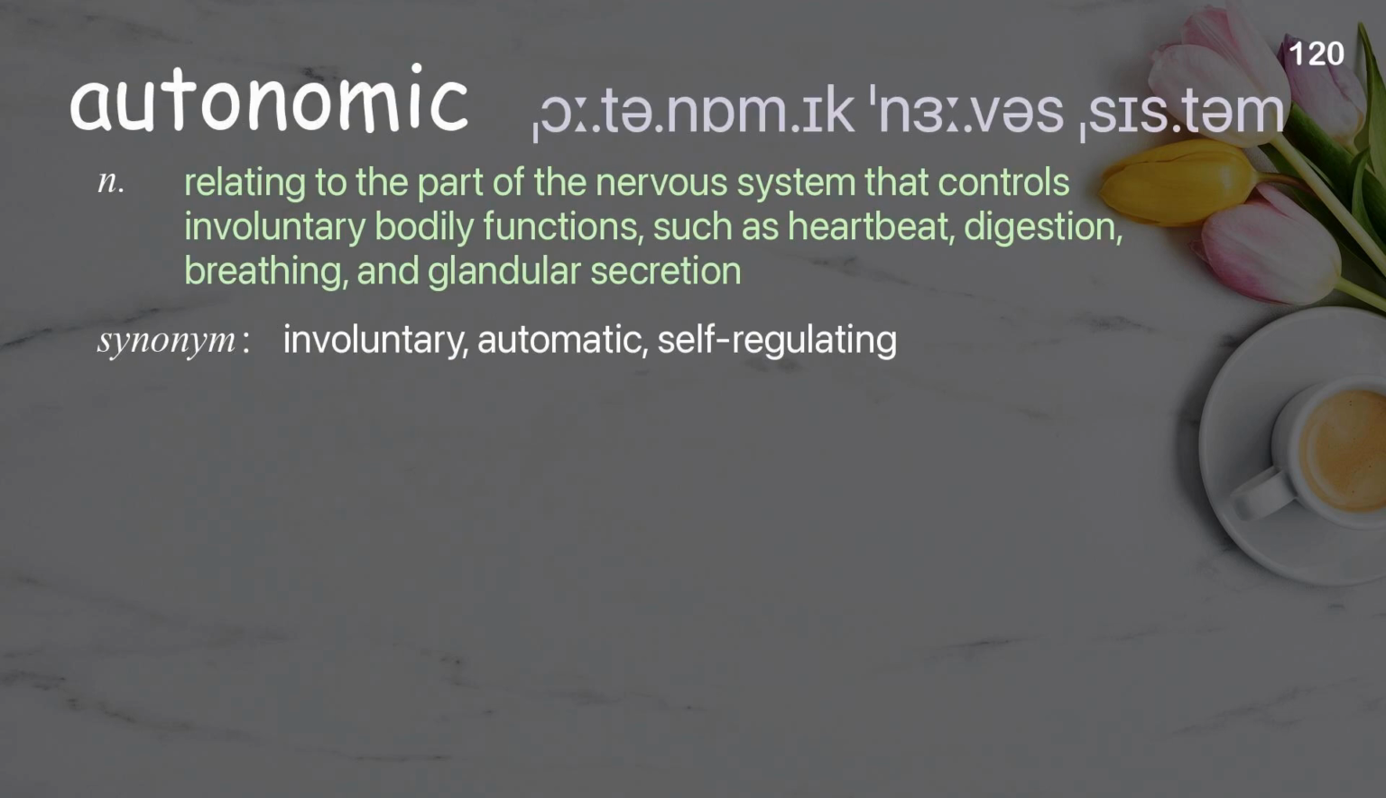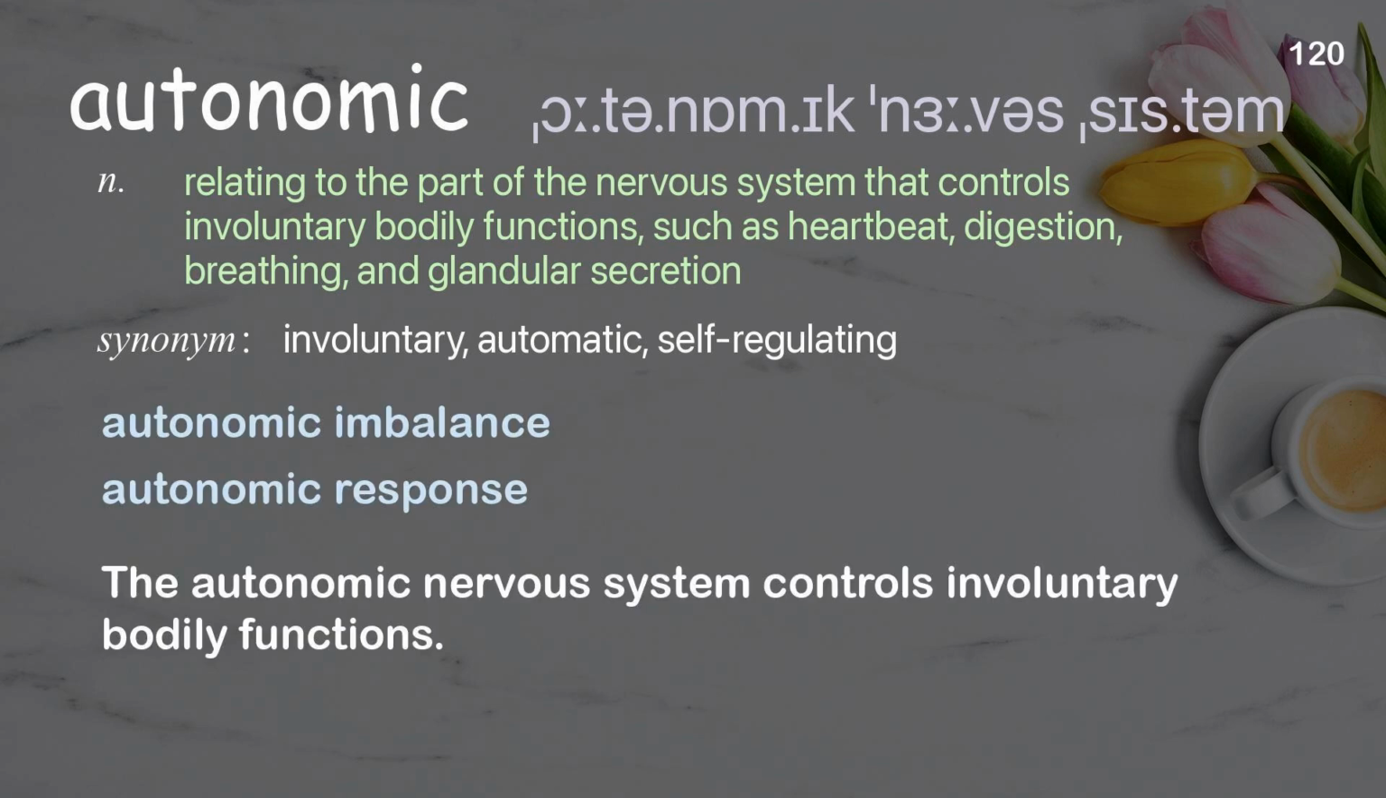Autonomic. Relating to the part of the nervous system that controls involuntary bodily functions, such as heartbeat, digestion, breathing, and glandular secretion. Examples: Autonomic imbalance. Autonomic response. The autonomic nervous system controls involuntary bodily functions.